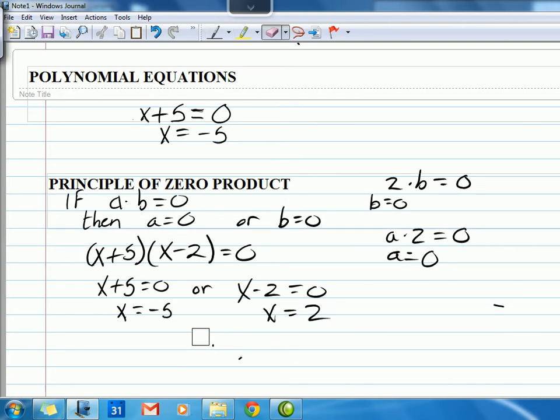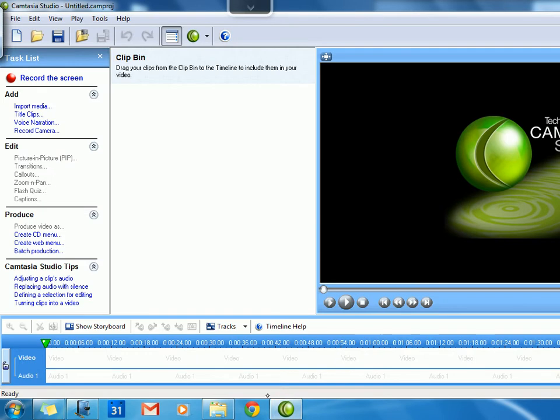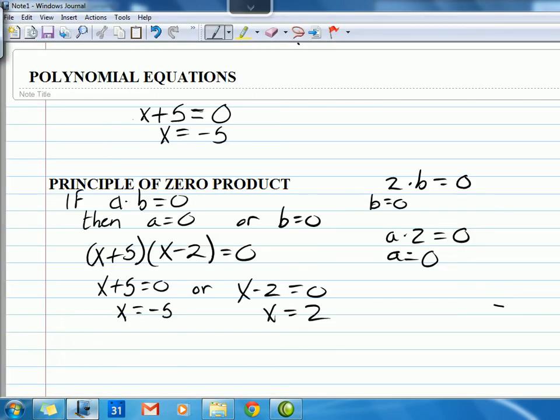What that means is that if you plugged in -5 for x into this equation, this whole thing is going to be 0. If you plug 2 into this equation, this whole thing is going to be 0. Those are what we call the solutions of this polynomial equation. What you should do is write your solution set. Just like when we did systems, your solution set will always look like -5 and 2.